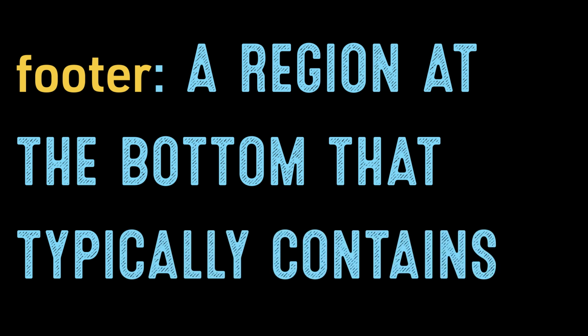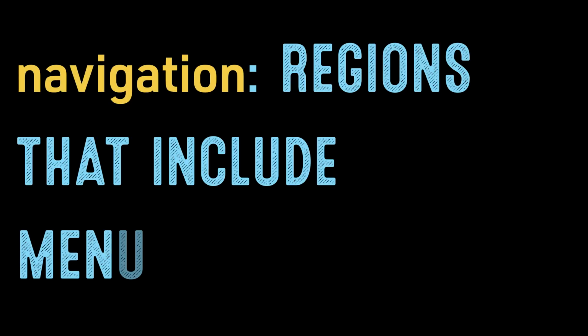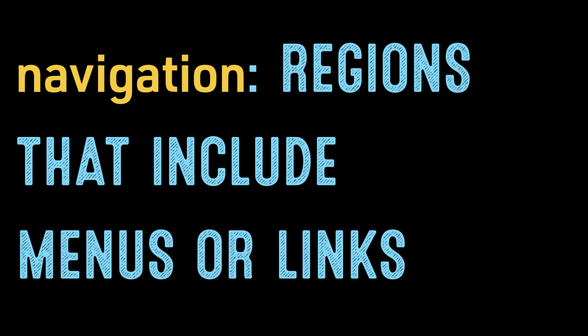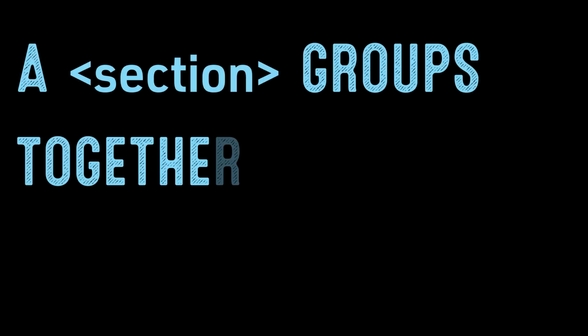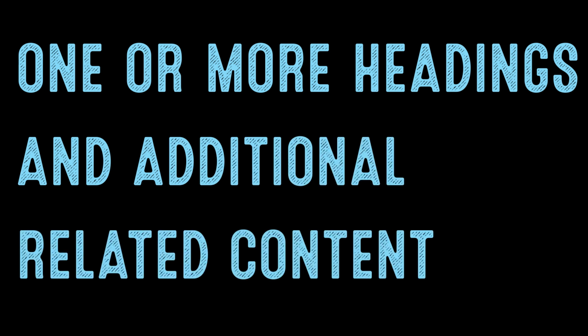Footer, a region at the bottom that typically contains copyright, policies, and contact information. Main, denotes the main or primary content. Navigation, regions that include menus or links. Section, groups together related elements, typically one or more headings, and additional related content.